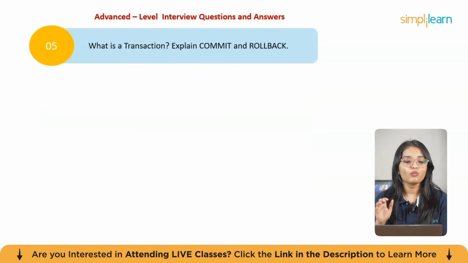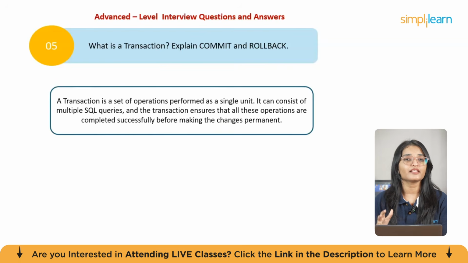Next question is, what is a transaction? And explain commit and rollback. To answer this, we need to first explain that a transaction is a set of operations which is performed as a single unit. It can consist of multiple SQL queries, and a transaction ensures that all these operations are completed successfully before making the changes permanent. If something goes wrong, the transaction can be rolled back to maintain data integrity.